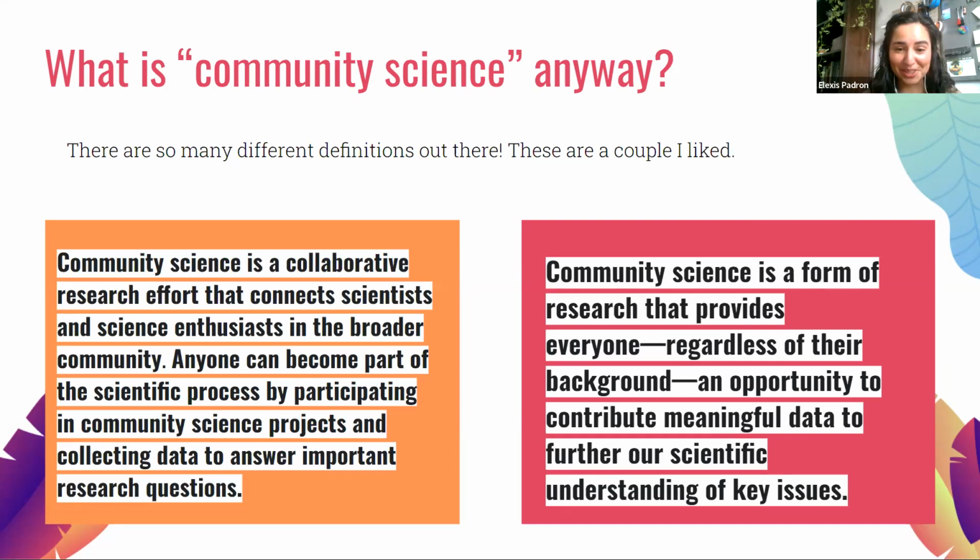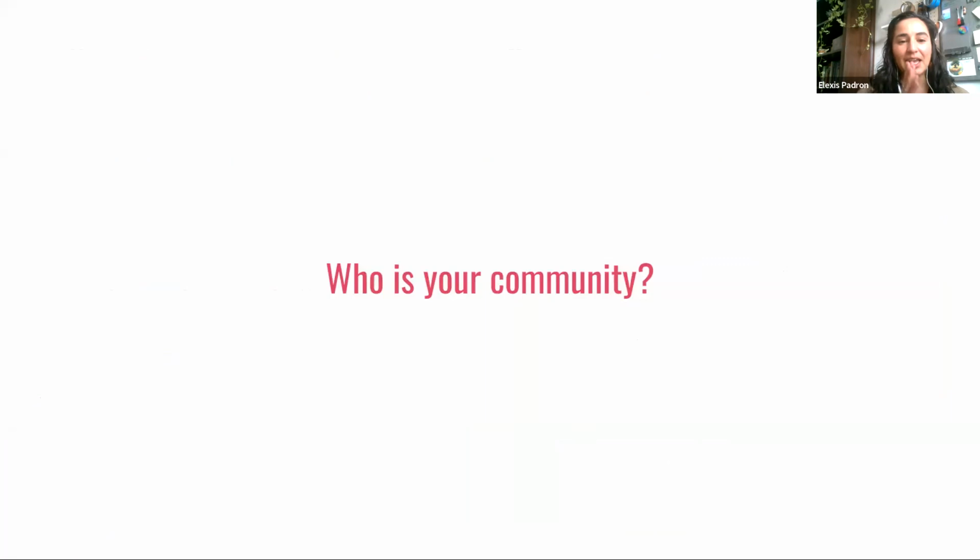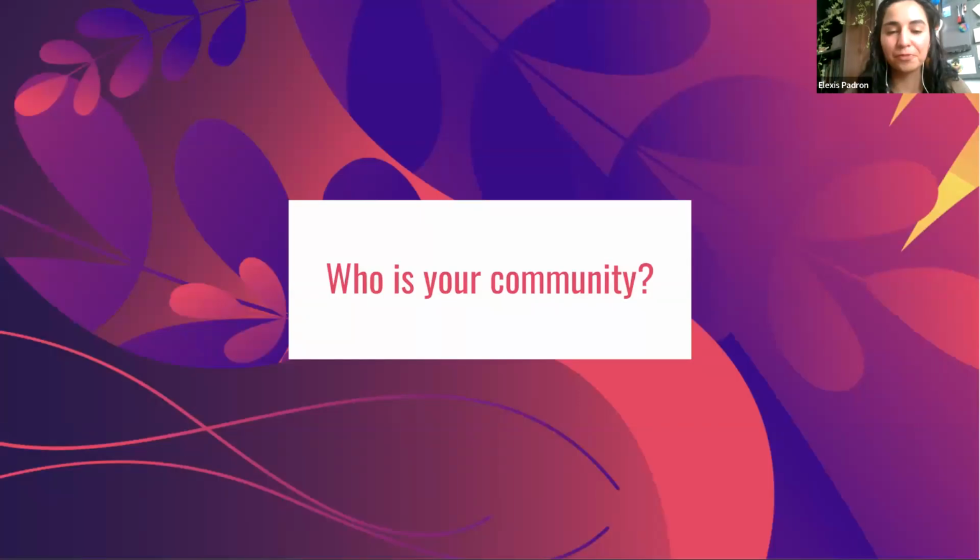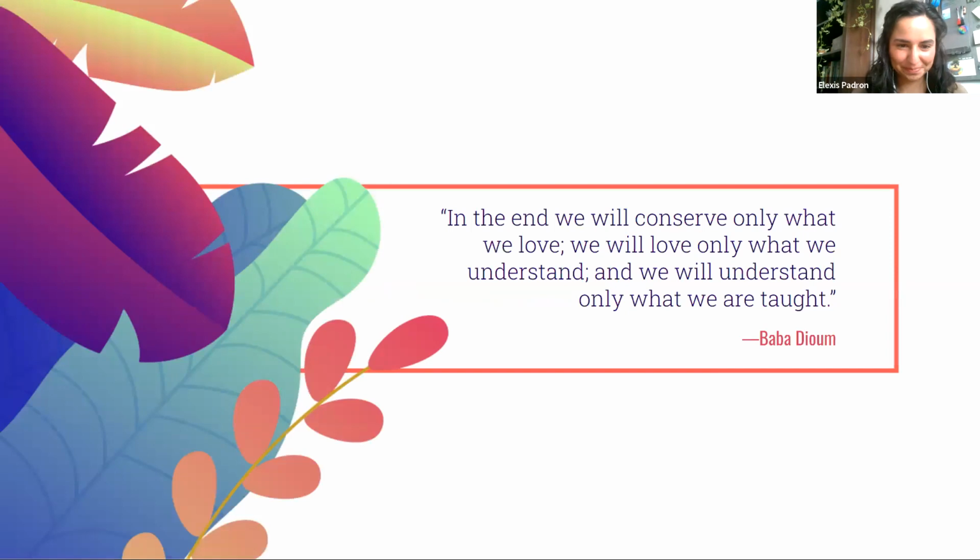So I never thought I would be the type of person to have a favorite quote, but in the last couple of years, I have found one that has made me that person. I now have a favorite quote because I feel like it sums up my core beliefs really well. And it is, oh, wrong one. It is this one. In the end, we will conserve only what we love. We will love only what we understand. And we will understand only what we are taught. And this was said by Baba Dioum. If you know the correct pronunciation of that, feel free to let me know.